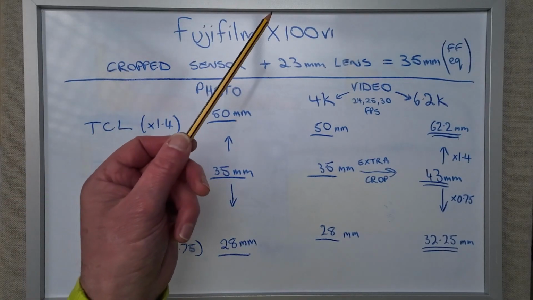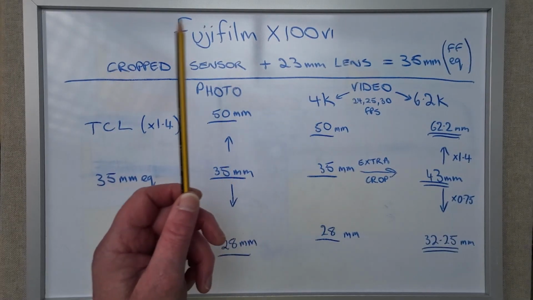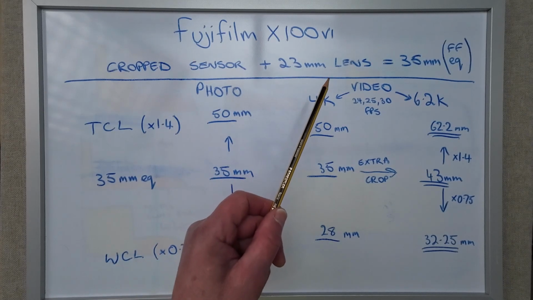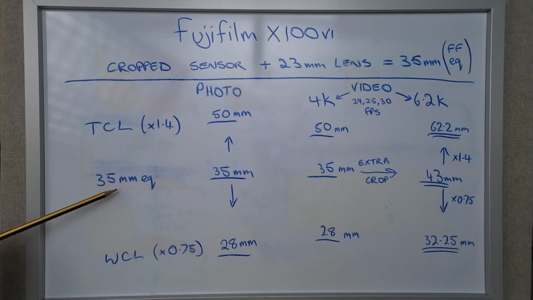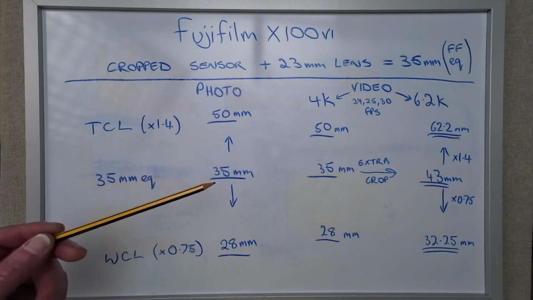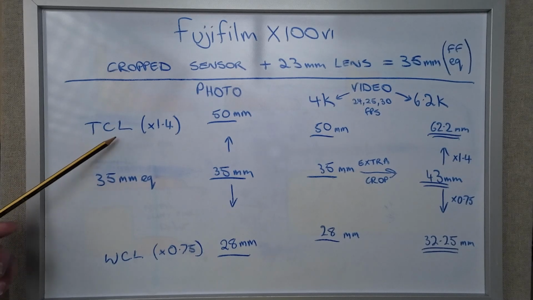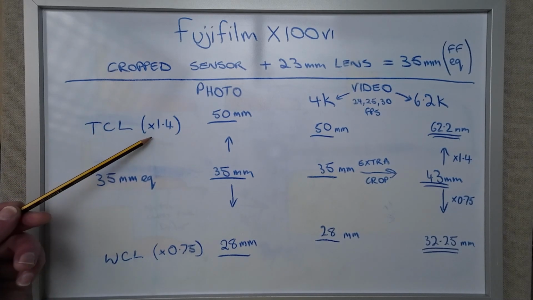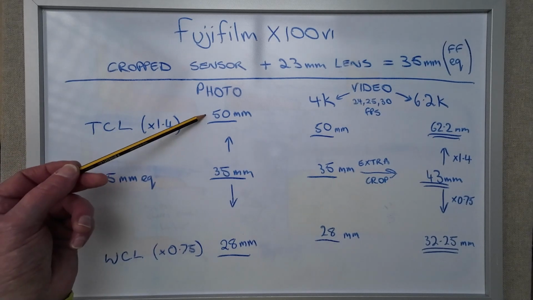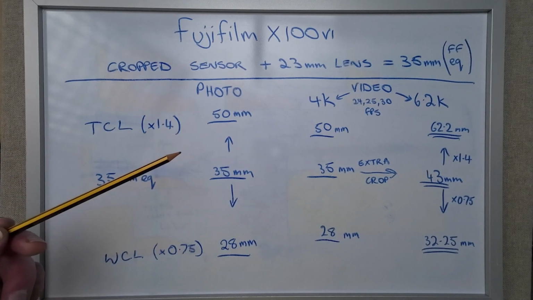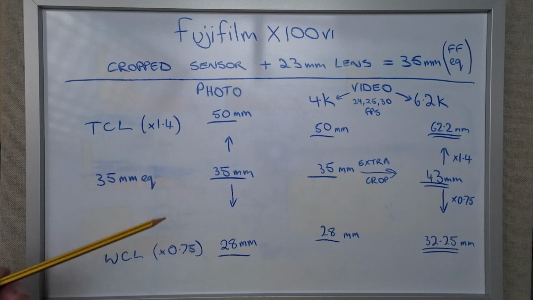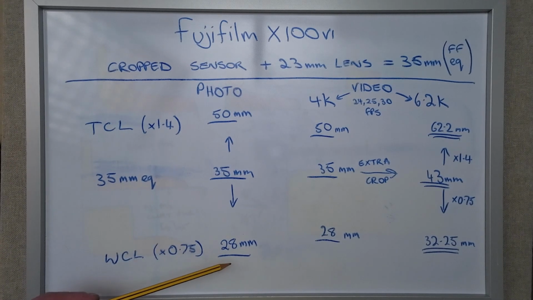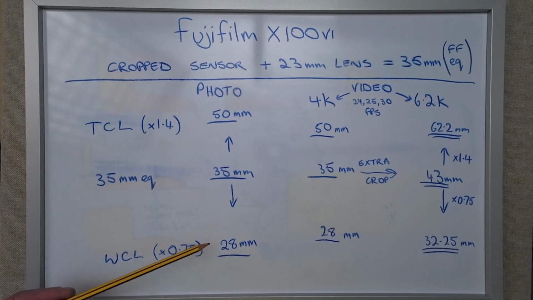The Fujifilm X100 Mark VI has a cropped sensor with a 23mm lens, which is the full frame equivalent of 35mm. So if we come down to the bottom, this is the standard focal length, which for taking photos is equivalent to 35mm. The telephoto conversion lens, we need to multiply that by 1.4, and that gives us the 50mm equivalent. When we look at the wide conversion lens, we need to times 35mm by 0.75, which gives us the 28mm. Now that's absolutely fine.